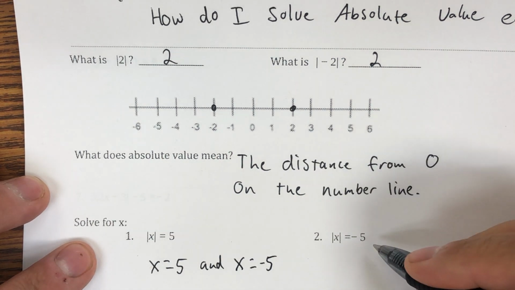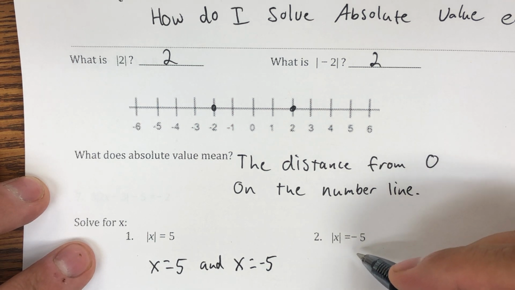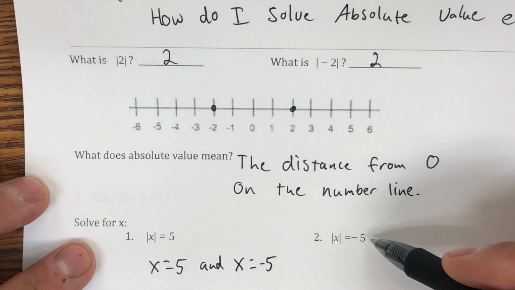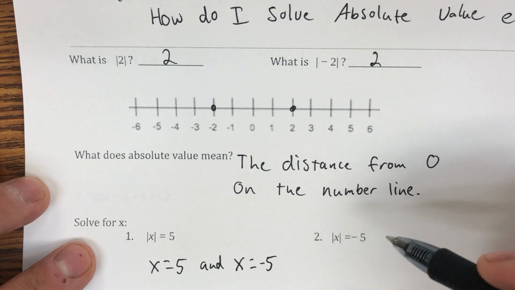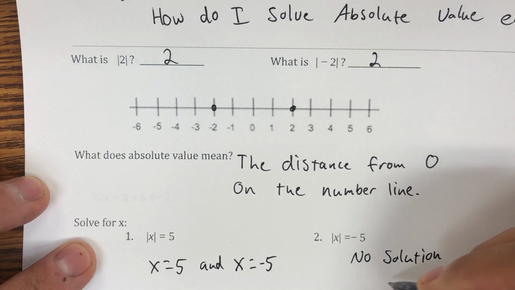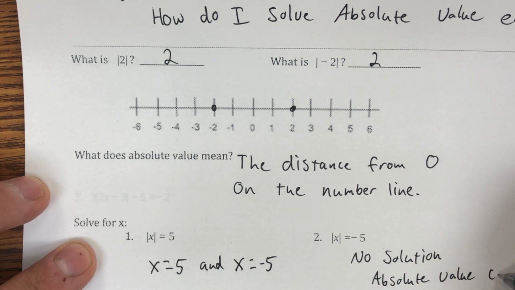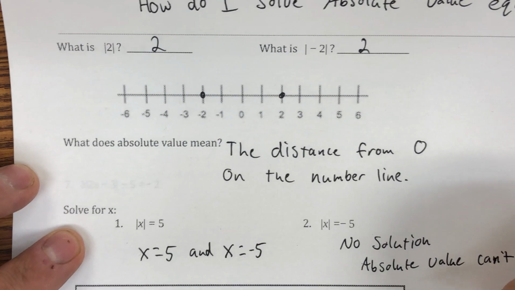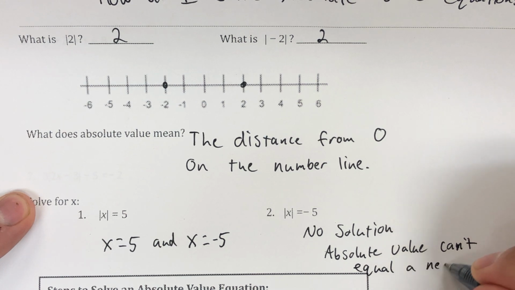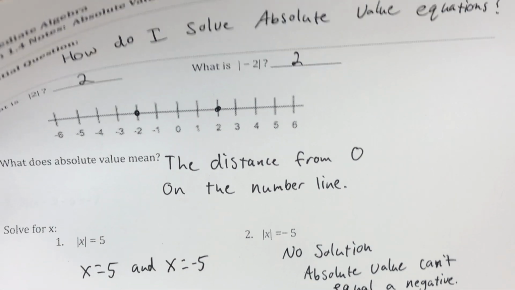Here, absolute value of x equals negative 5. What can I put in to the absolute value that's negative? Well, we just kind of said the absolute value is always positive. So if I take the absolute value of 5, it's 5. The absolute value of negative 5 is also 5. So here there is no solution. The absolute value can't equal a negative. And I could have said negative value. I just kept it short and said it can't equal a negative.